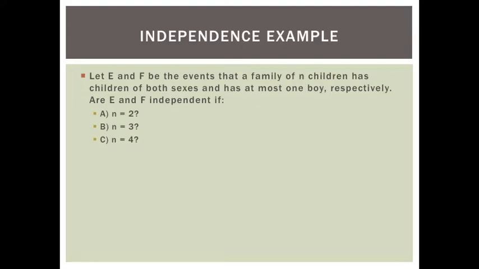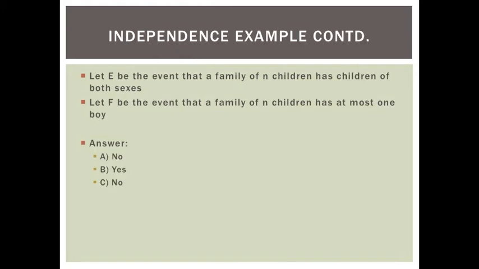Let's try an example dealing with independence. Let E and F be the events that a family of n children has children of both sexes and has at most one boy, respectively. Are E and F independent if n is equal to 2, n is equal to 3, and n is equal to 4? The answer is no, yes, and no. Let's remember that the intersection of E and F must be equal to the product of the probability of E and the probability of F.